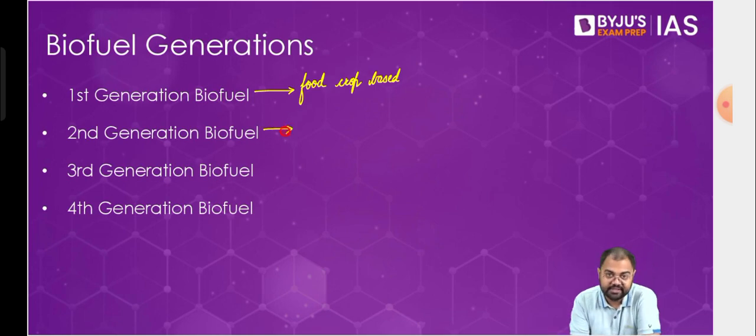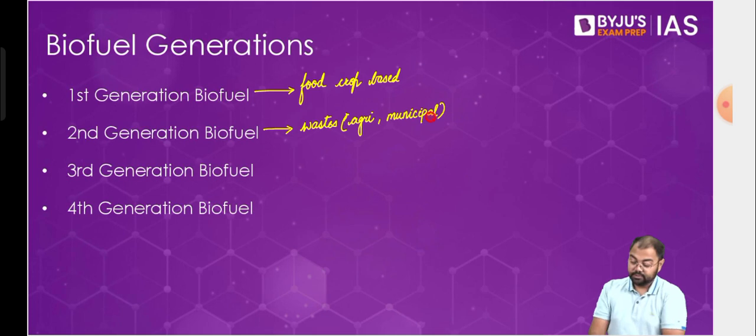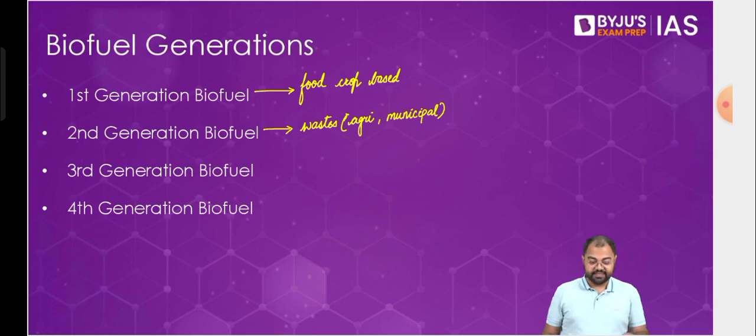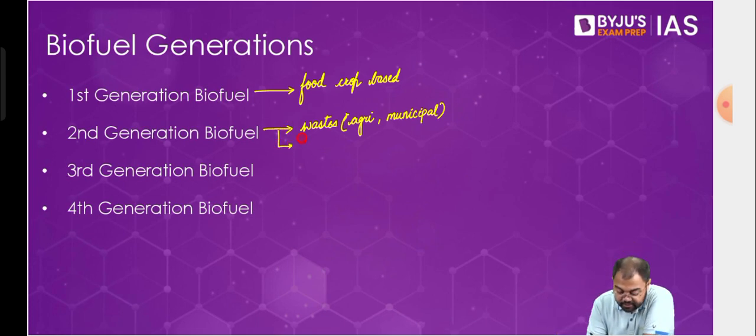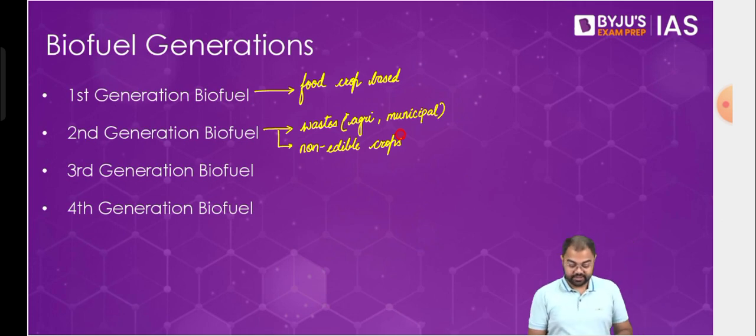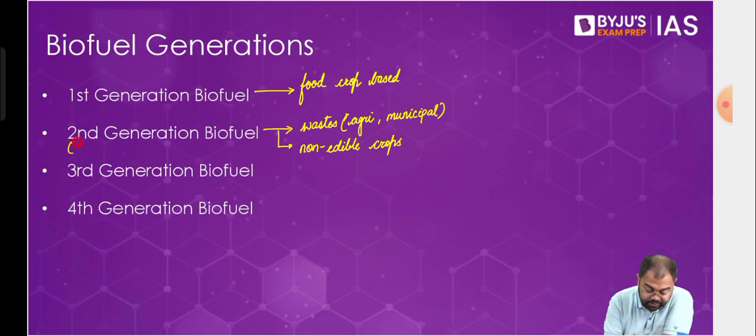In the second generation, there are some slight changes. First, we use wastes here, and these wastes could be agricultural waste or municipal waste. Either one could be used. Second generation biofuel is also where we can use non-edible crops. Basically, crops which are not food crops can also be used as a source. Overall, second generation biofuel is also called advanced biofuel.